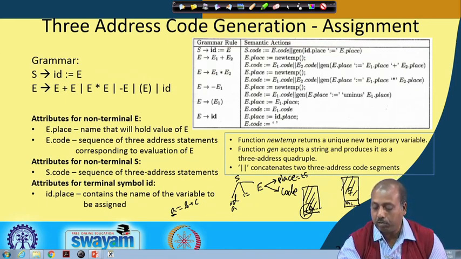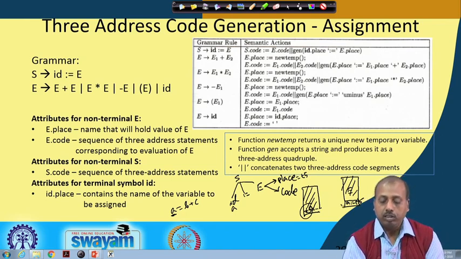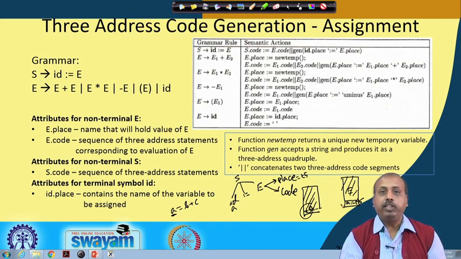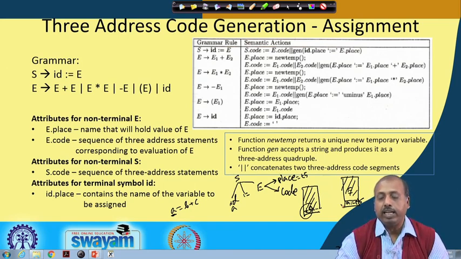I will have this extra code, id dot place assigned as t5. So, this is the additional thing that I am going to have. This way we will try to write down the semantic actions that should take place when the corresponding reduction is being made. This reduction is done at the end.